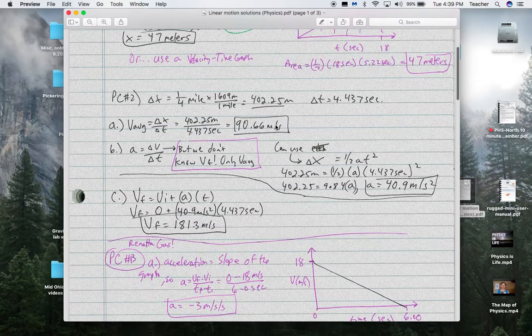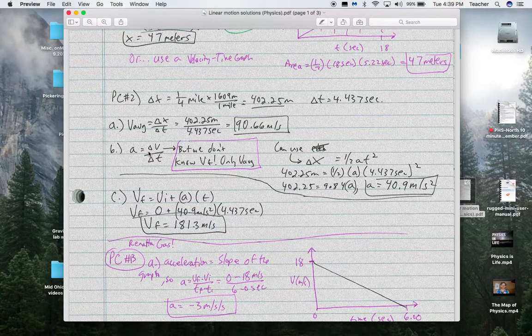PC number 2, you've got a drag car racer going 1/4 mile in 4.437 seconds. I convert that to meters here. You're asked to find the average velocity, so that's displacement over time. That gets us this. The next thing you're asked is to find the acceleration. You might be tempted to use this. The problem is we don't know the final velocity. We know the average velocity, and I think a lot of people would be tempted to plug this in here. And again, you have to be really careful about that.